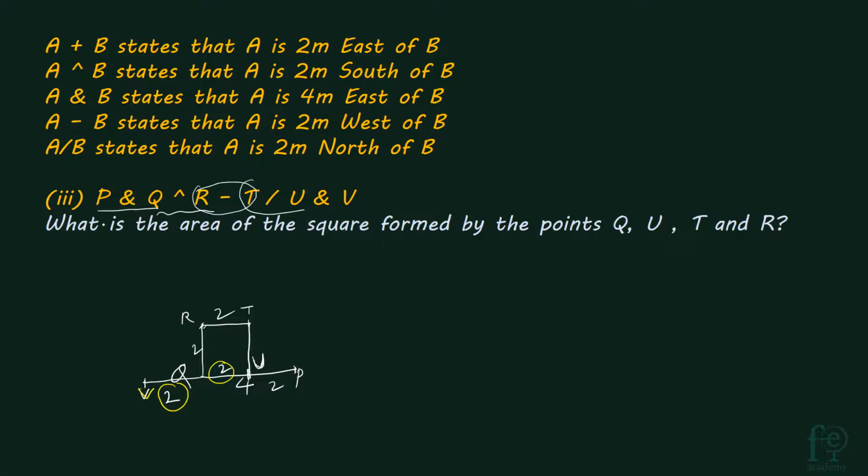Now what is your question? What is the area of the square formed by the points Q, U, T and R? So you have to find the area of this square. You know all the sides are 2. This is 2, this is 2, this is 2 and this is 2. So 2 square or 4 meter square is your answer.